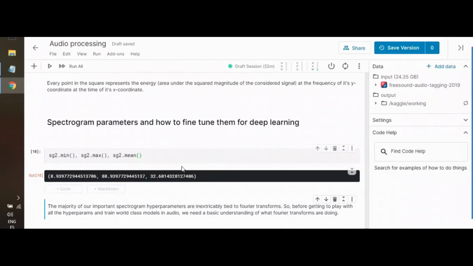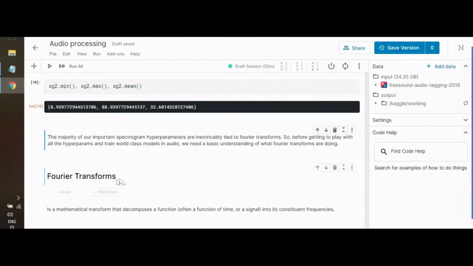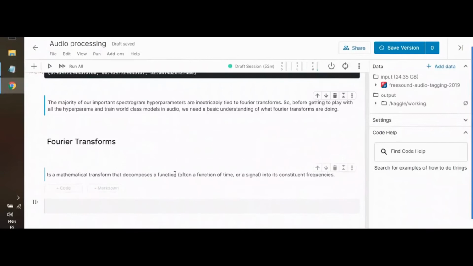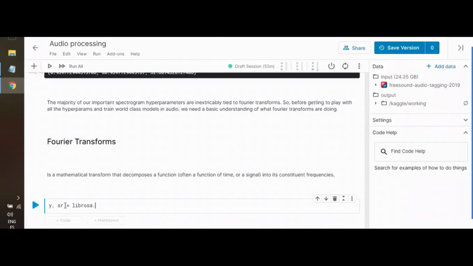But basically, the idea is that you will extract the contributing frequencies of the signal using the Fourier transform. So the Fourier transform decomposes a function, in this case your audio signal, which is a function of time, into its constituent frequencies. So let's begin by defining some example files. We are beginning by loading the example.